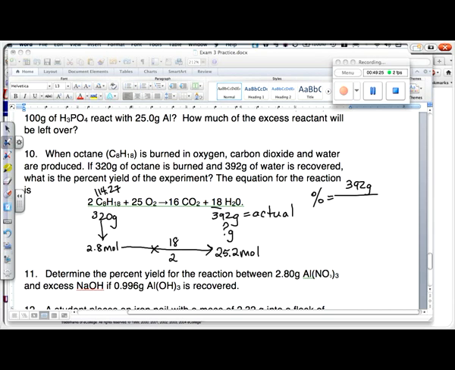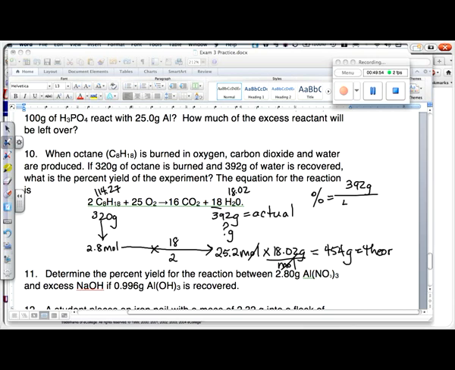And of course, we know that water weighs 18, actually 18.02. And so we'll multiply times that molar mass. All right. And I end up with 454.2, or just we'll leave it as 454 grams is my theoretical.